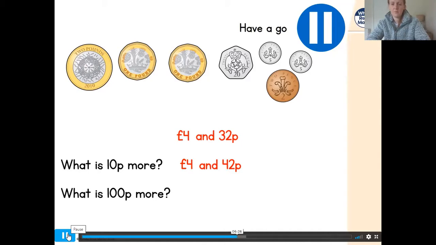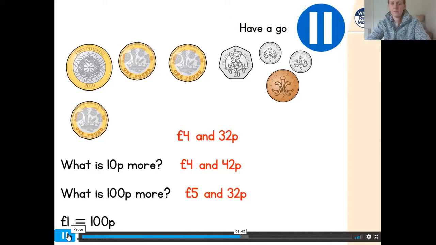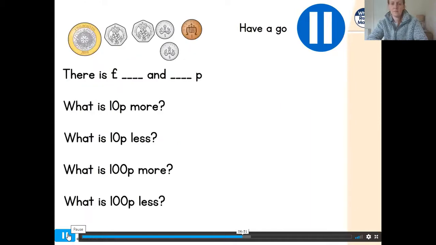But let's use our key fact. Now our key fact is 100 pence is equal to £1. Let's just put an extra pound in there, and we can see we've got £5.32 because we started with our original amount of money. So pause the video now and do the same thing. Count up the amount of money we've got there, and then answer those 4 questions.